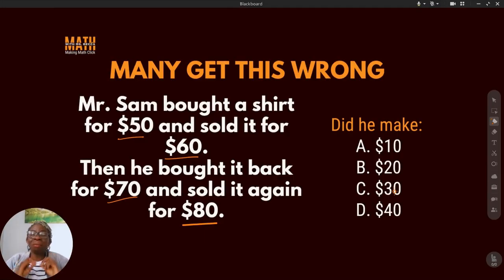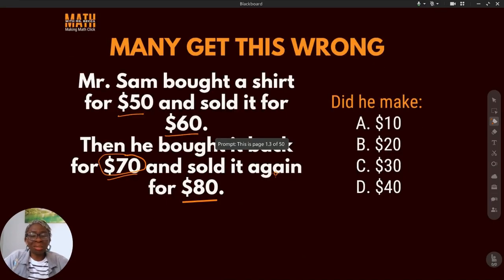Now the mistake that many people make with this question is that they pay attention to this $70 and they feel like, oh, he sold it for $60 and now he bought it back for $70, and they think he lost money, but he didn't lose any money. So now let's take it one after the other, statement by statement.